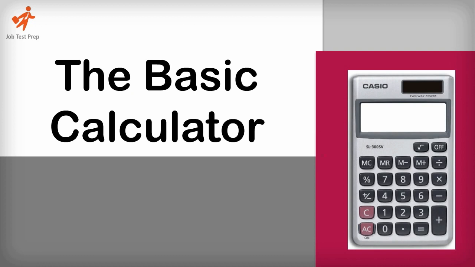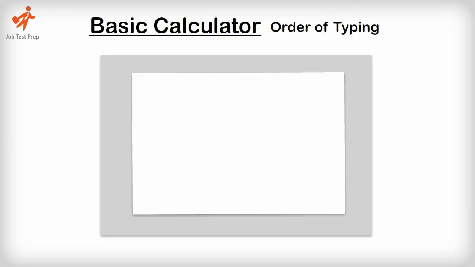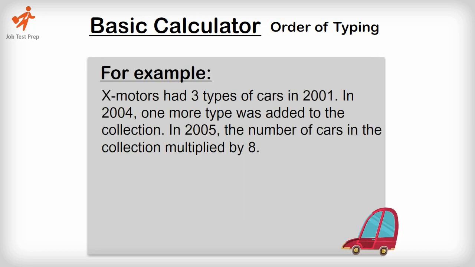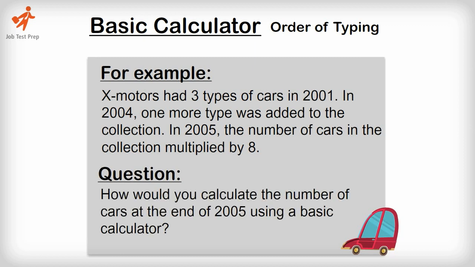Let's begin with the basic calculator. Order of typing. Basic calculators don't have the brackets or indices or powers functions. The calculation order is only affected by the typing order. For example, X Motors had 3 types of cars in 2001. In 2004, one more type was added to the collection. In 2005, the number of cars in the collection multiplied by 8. Question: how would you calculate the number of cars at the end of 2005 using a basic calculator?